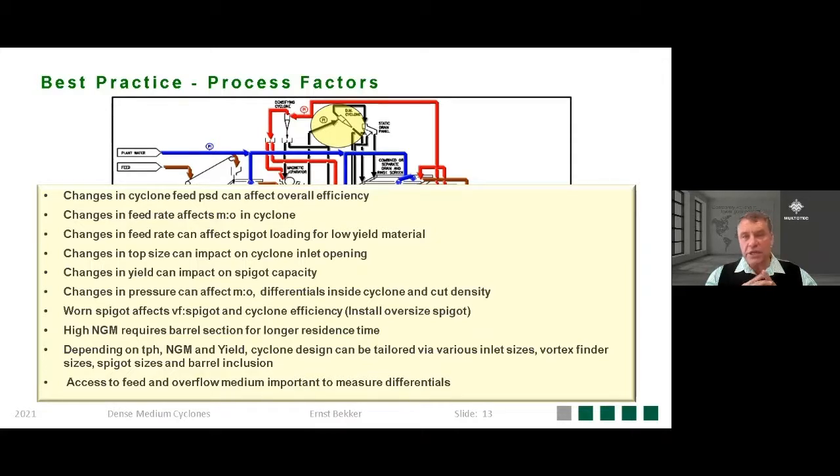A change in pressure can affect the media to ore ratio. So if you increase the pressure, you obviously pump more volume. If it's still a constant ore feed rate coming in, then you need to add more media. That's a good situation.